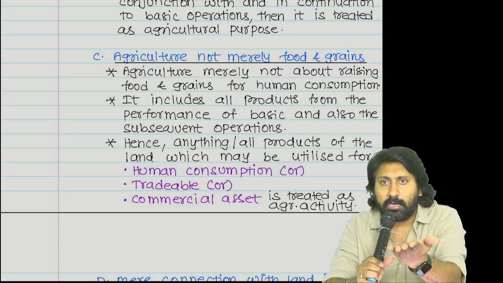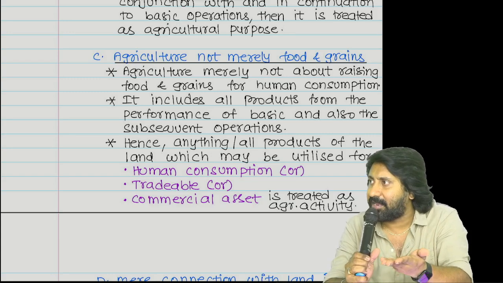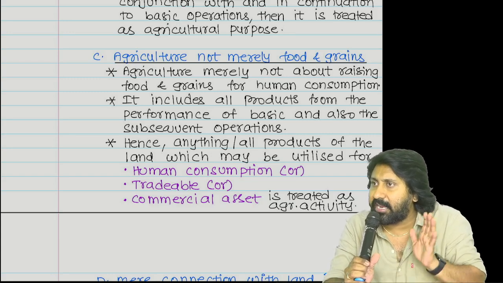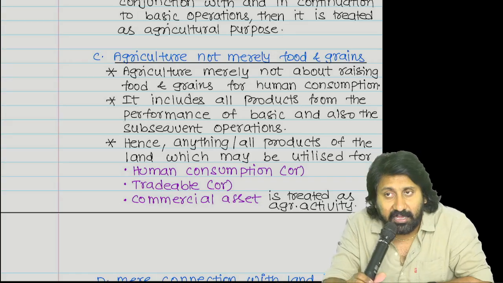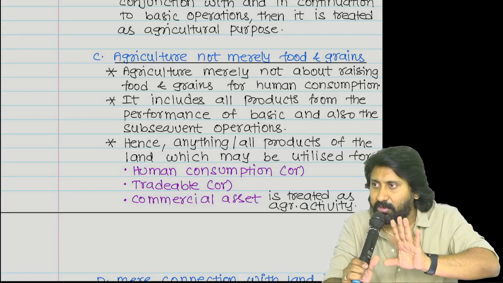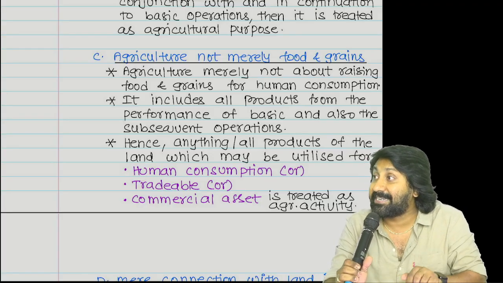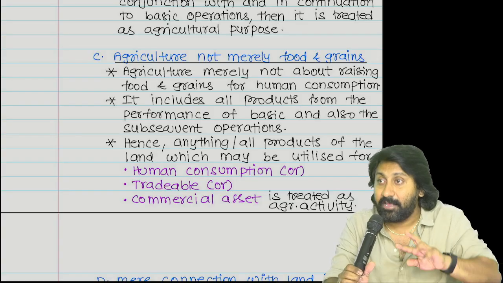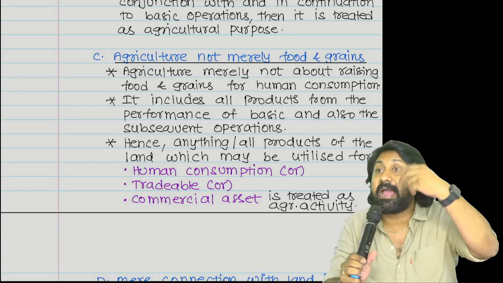Sale of tobacco leaf. What are you thinking? Answer. Agriculture or not agriculture? Answer. That is for human consumption. No, you don't consume tobacco. You will die. Okay. That's a tradable thing. They will trade tobacco to a company where they will manufacture cigarettes.